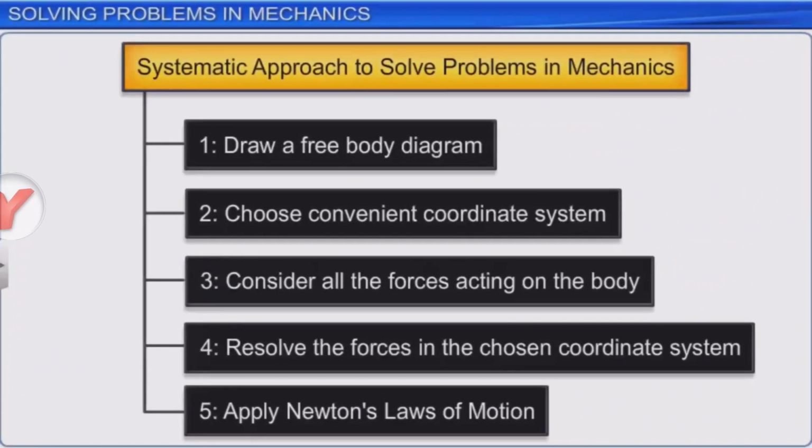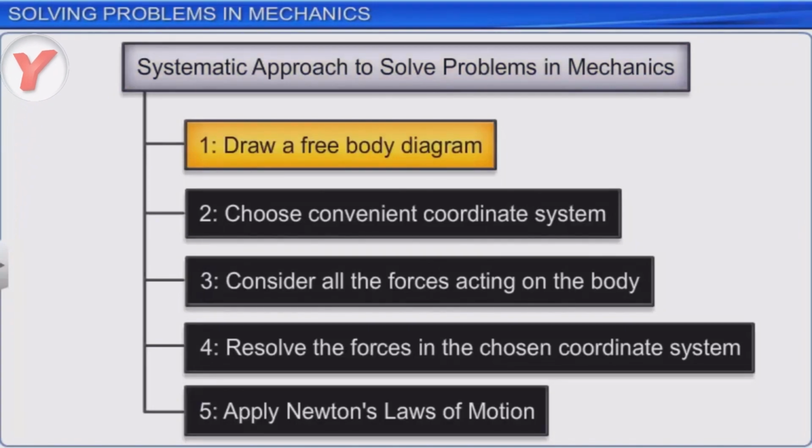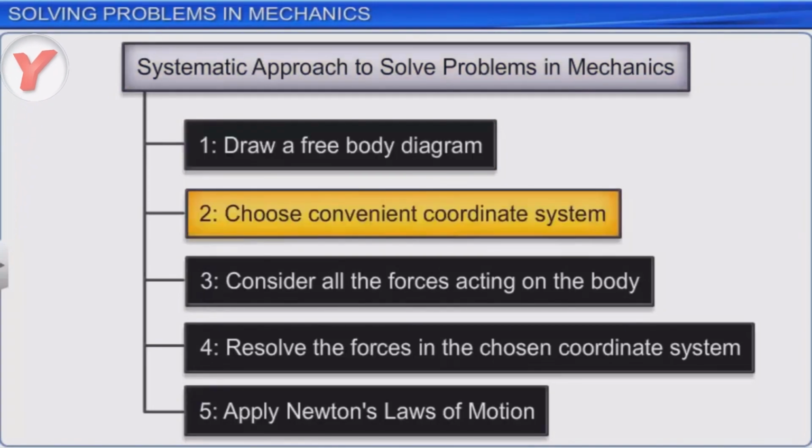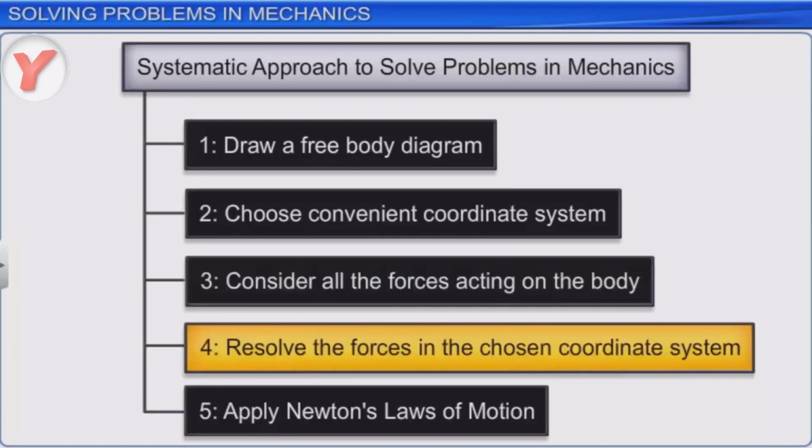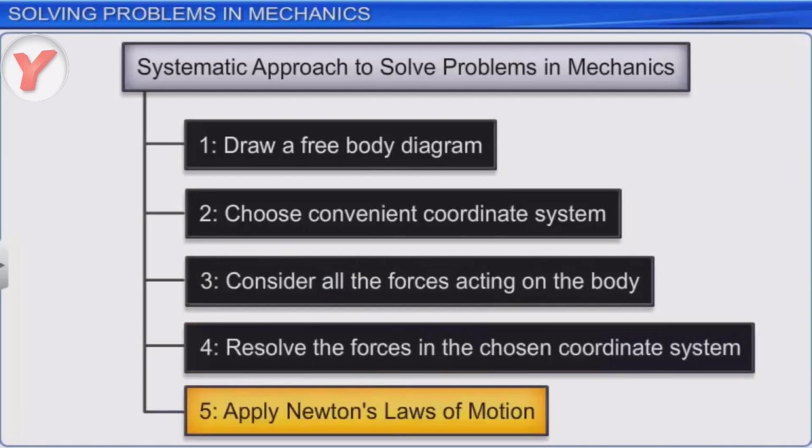Here is a systematic way to tackle problems in mechanics. Draw a free body diagram. Choose a convenient coordinate system. Consider all the forces acting on the body. Resolve the forces in the chosen coordinate system. Apply Newton's laws of motion and solve all the equations to find the unknown variables.